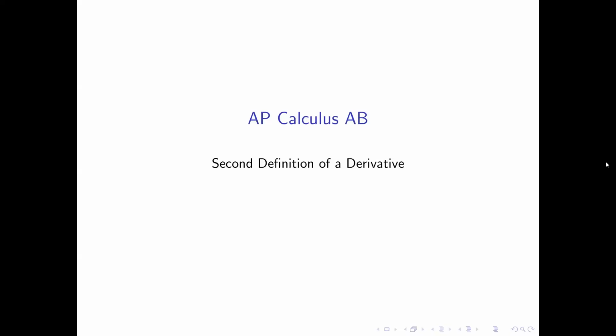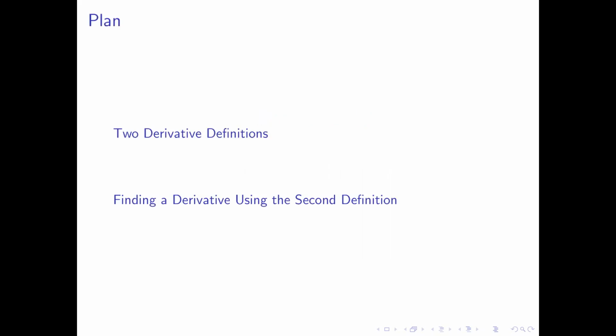In this lesson, we're going to take a look at a second definition of a derivative of a function that builds on the one we have been using up to this point. We'll begin by taking a look at these two different derivative definitions, the one we've been using already and the one we're going to introduce now. And then we'll turn to some examples in which we use the second definition to find the derivative of a function. Let's begin by taking a look at our two derivative definitions.